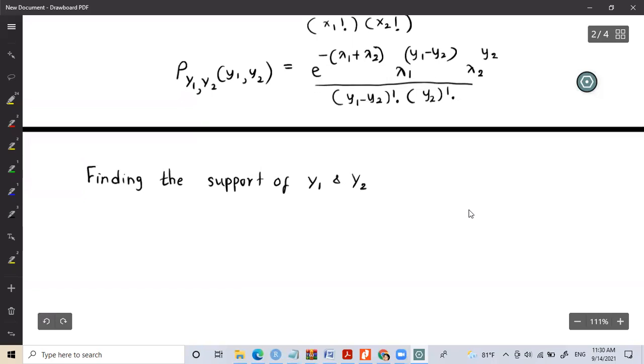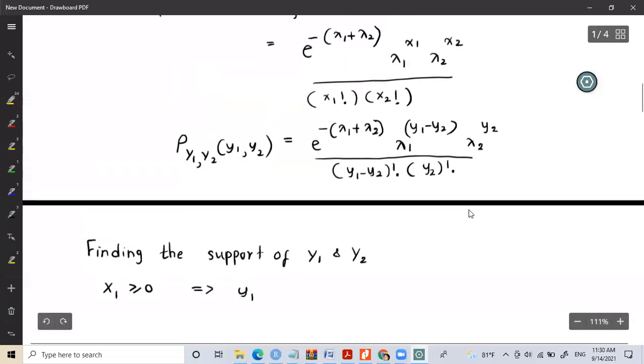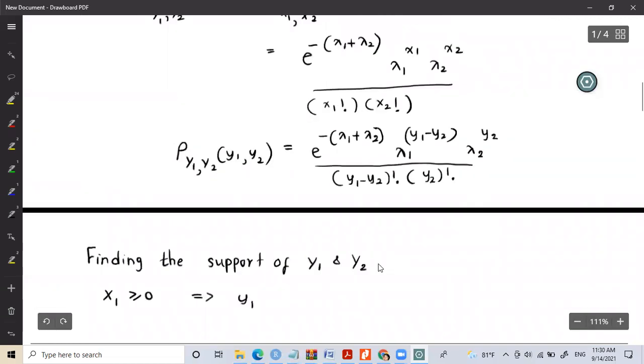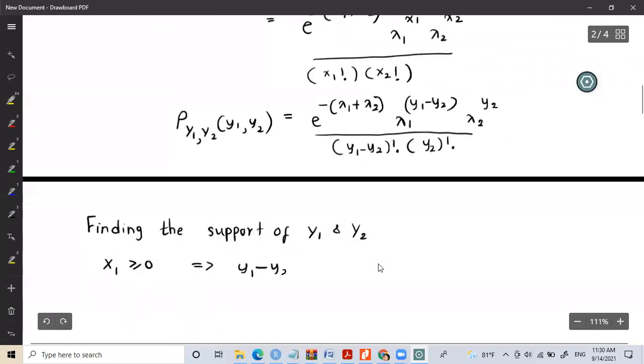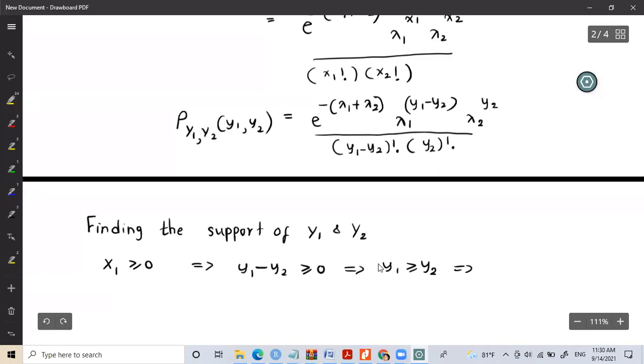Okay. So we know that x1 is greater than or equal to 0. x1 is 0, 1, 2 up to infinity. Okay, so x1 is what? x1 is y1 minus y2. So that means y1 minus y2 will be greater than or equal to 0. So which means y1 is greater than or equal to y2. Or in the other way, y2 will be less than or equal to y1. So that means y1 and y2 are not independent. Although x1 and x2 are independent, y1 and y2 are not independent.